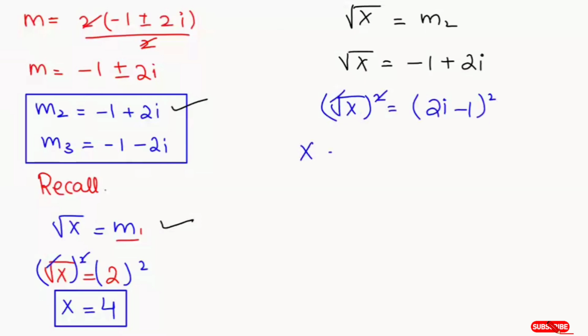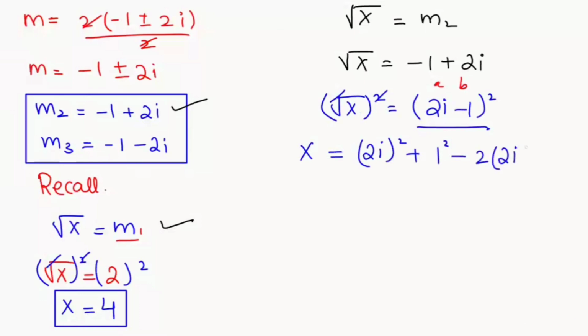Here we get x is equal to, here I am going to apply the algebraic identity, that is a minus b whole to the power of 2 can be written as a square plus b square minus 2ab. So here we have, this is our a and b value. So I am going to write here 2 iota whole to the power of 2 plus 1 square minus 2 times 2 iota times 1. And this will be equal to 2 to the power of 2 is equal to 4 iota square plus 1 minus 2 times 2 gives us 4 iota.